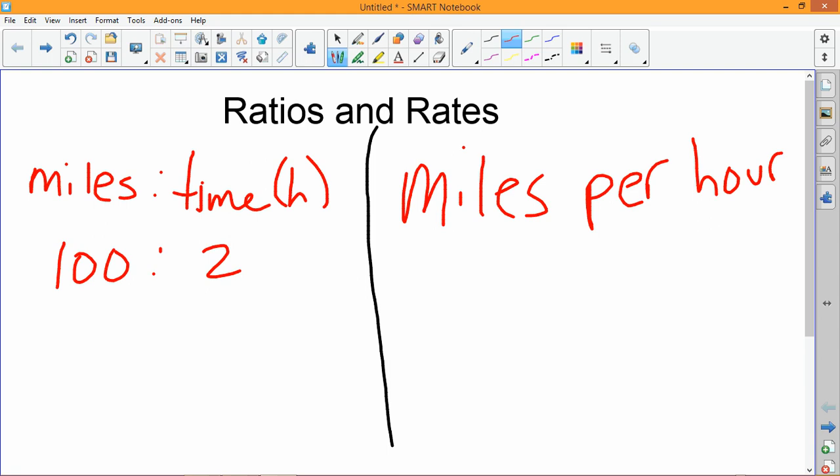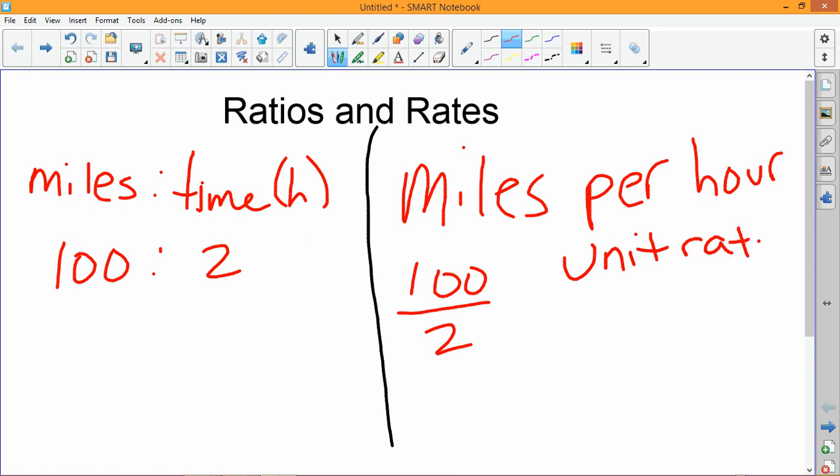And to compute a rate, you take the ratio and you write it like a fraction. That can be a rate, but normally when we write a rate, we like to see a unit rate. A unit rate means that we get the denominator to be equal to 1. So basically all you do is divide. You divide the numerator by the denominator. So 100 divided by 2 is 50. Or we could use the technique of reducing the fraction by 2.